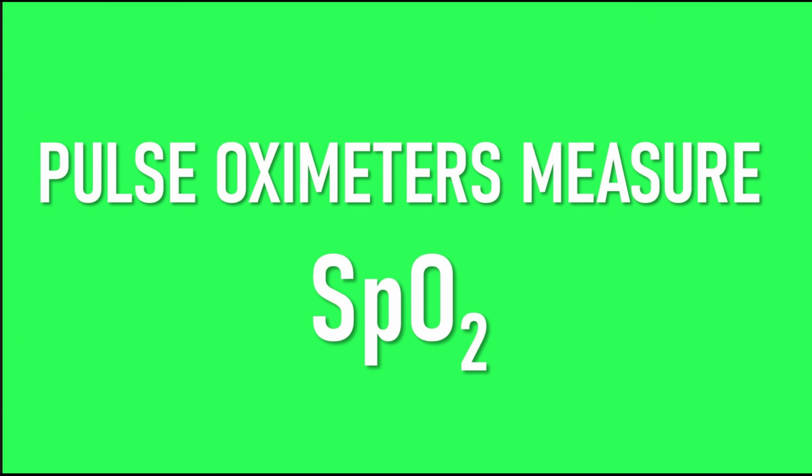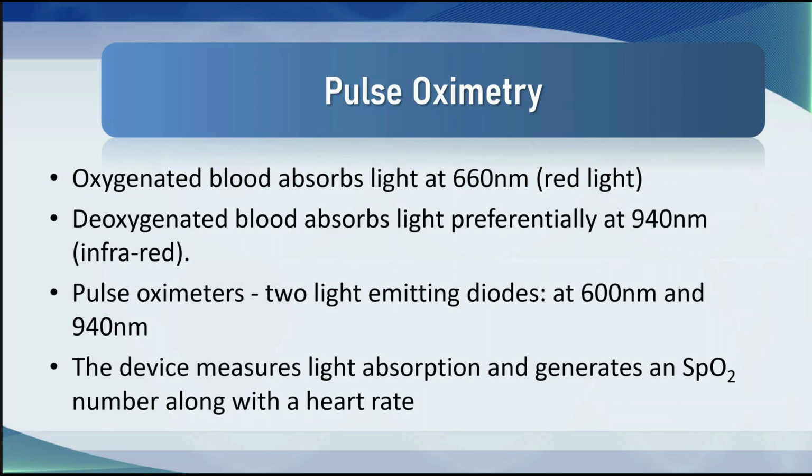Pulse oximeters measure the SpO2. The basic principles of pulse oximetry are based on differential light absorption along the red to infrared spectrum by pulsatile blood. Oxygenated blood appears red because it absorbs light at 660 nanometers. Deoxygenated blood is blue because it absorbs and reflects light at 940 nanometers. That's infrared. The oximeter has 2 light-emitting diodes at 660 nanometers and 940 nanometers, and it filters out non-pulsatile tissues. Consequently, the device is able to numerically identify both the saturation of hemoglobin with oxygen and the heart rate.